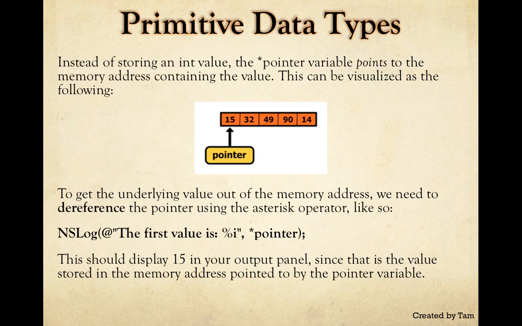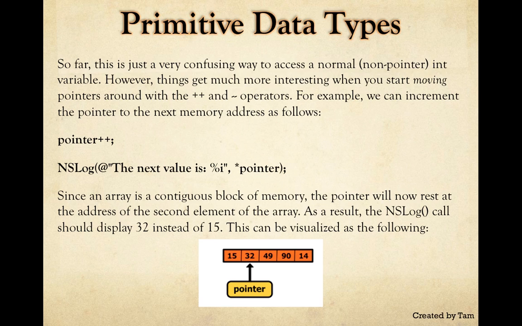To get the underlying value out of the memory address, we need to dereference the pointer using the asterisk operator, like so. NSLog(@"The first value is %i", *pointer); This should display 15 in your output panel, since that is the value stored in the memory address pointed to by the pointer variable. So far, this is just a very confusing way to access a normal int variable.